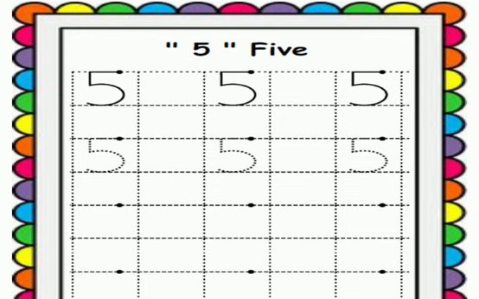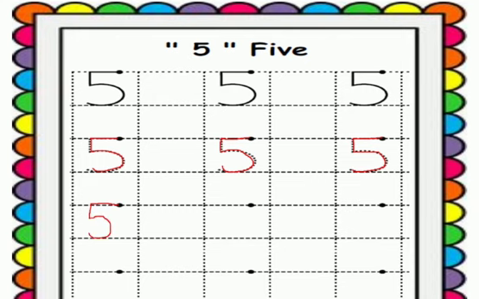To write number 5, start from the dot, move to the left side, make a sleeping line, then a standing line, and a left curve. Make a sleeping line, a standing line, and a left curve. This is number 5. Start from the dot. Make a sleeping line, then a standing line, and a curve.